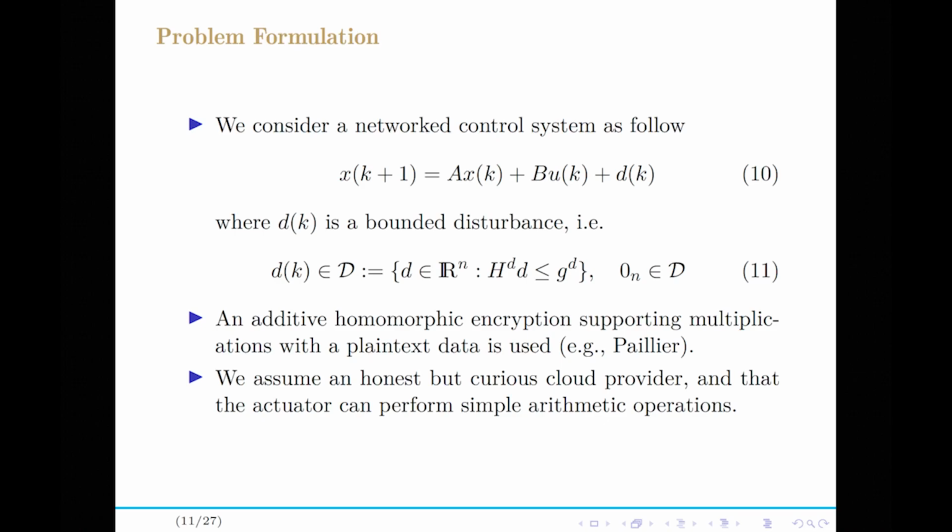In the following slides, I'm going to explain the assumptions that we have for solving the problem in this paper. We consider a network control system, like equation number 10, with a bounded disturbance. Also, we have an additive homomorphic encryption, which supports the multiplication between a plain text and an encrypted data, like Paillier. And also, we assume an honest but curious cloud, which means that the cloud doesn't deviate from the control logic, but can eavesdrop on the transmitted information. And also, the actuator of the system can perform simple arithmetic operations.